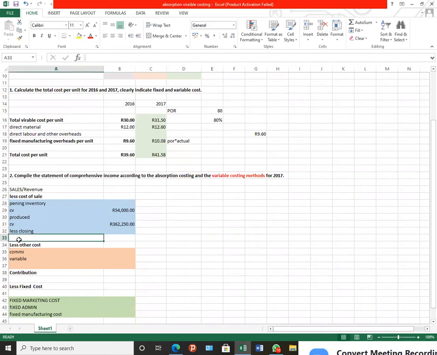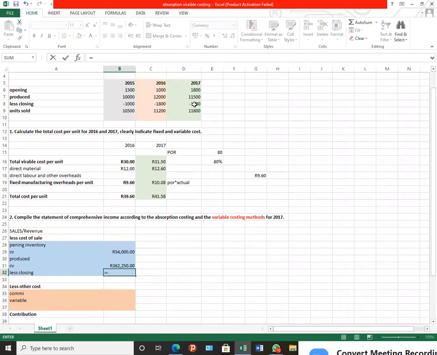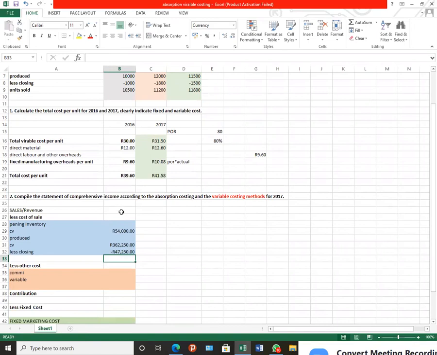For closing, how much is it? It is 1,500 times this. And then how much is the cost of sales? The cost of sales is equal to this plus this less closing. Are we together, guys?